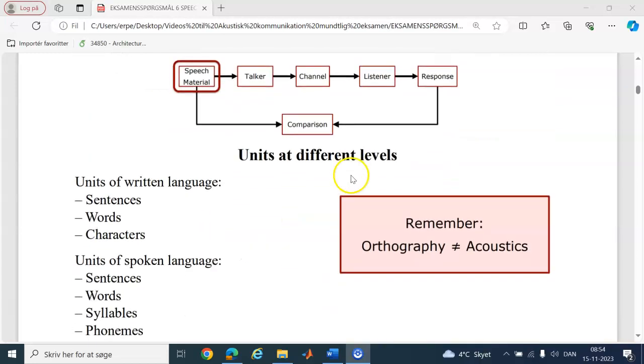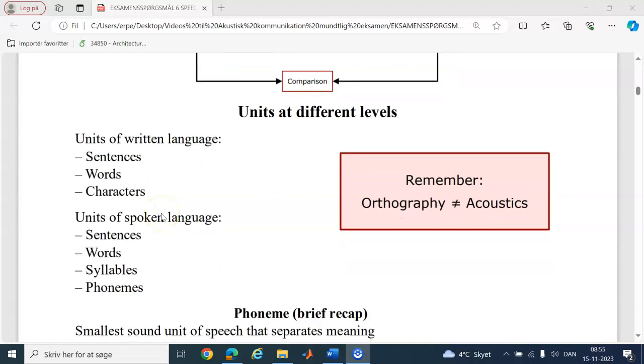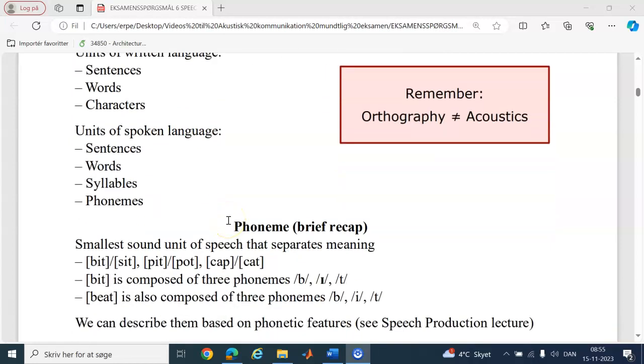Units of different levels. There are units of written language: sentences, words, characters. There are units of spoken language: sentences, words, syllables, phonemes. Remember that orthography is different from the acoustic. The written is different from the sound.